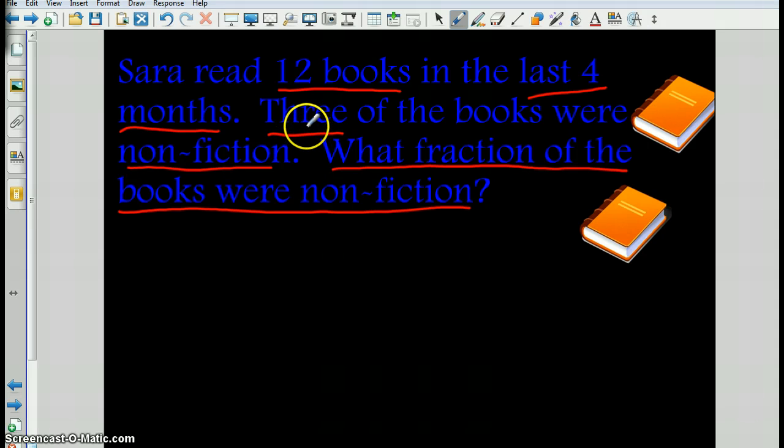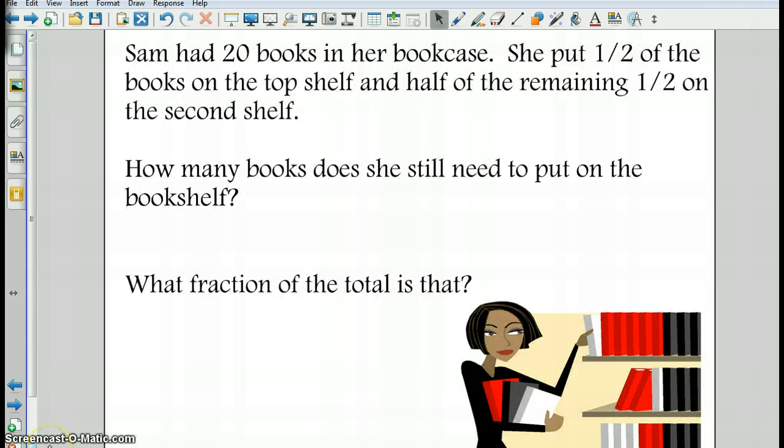I see that 3 of the books she read were nonfiction. Out of 12 books, 12 is our denominator, because that's how many total books there were. They want to know what fraction of the books are nonfiction. We know that 3 of them were. So 3 out of the 12. The 3 nonfiction books become our numerator, and how many books there were in total becomes our denominator. So 3/12. I want you to go ahead and pause the video at this point and try doing the problem listed on this page.